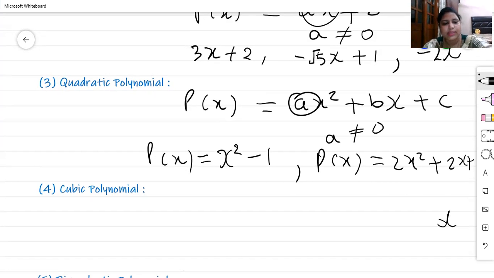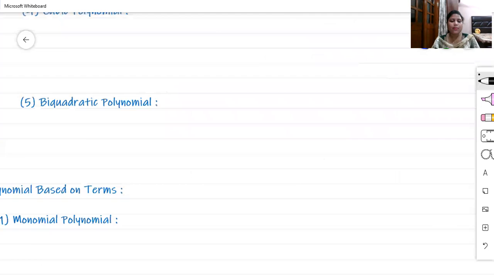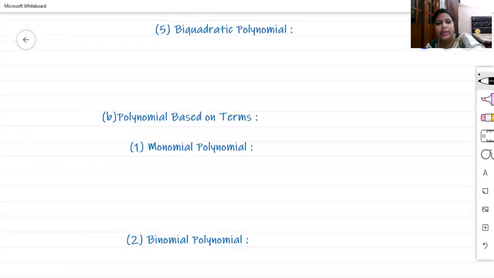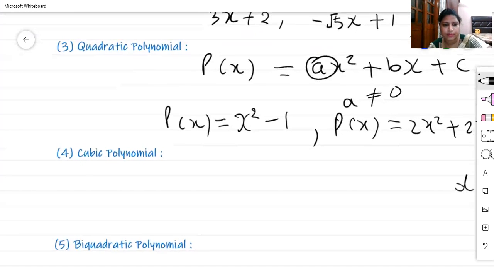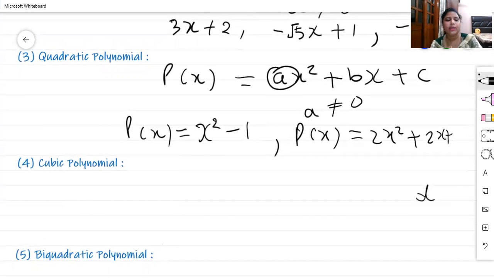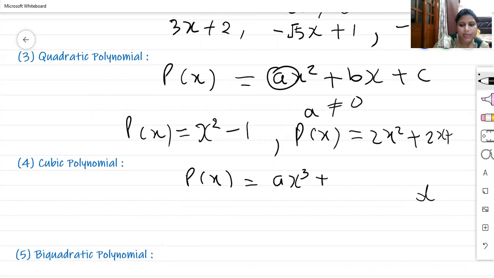Now come to the next, the cubic polynomial. So what is a cubic polynomial? If the degree of the polynomial is 3, then it is called a cubic polynomial. And the standard form of the cubic polynomial is p(x) equals ax^3 plus bx^2 plus cx plus d.